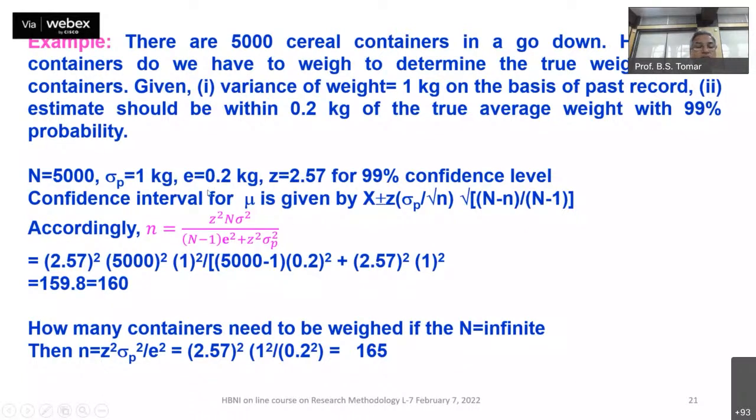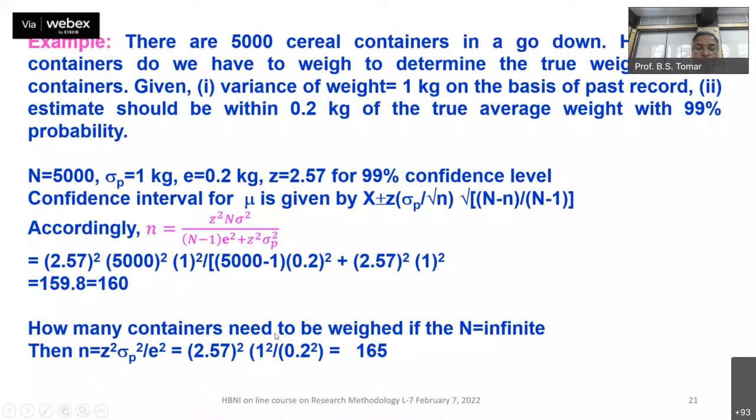So the confidence limit is given by X plus minus Z sigma by root N into this finite sample factor. Accordingly, you use this formula, N equal to Z square sigma square by this. So you can put the values here and get the result. This is equal to 159.98, which means 160 is the sample size.